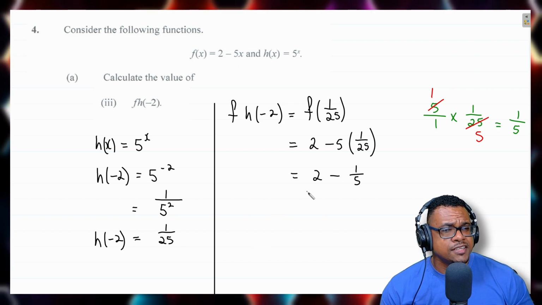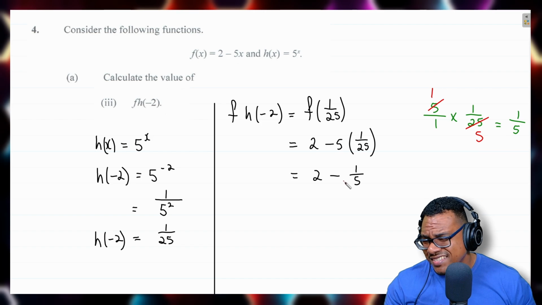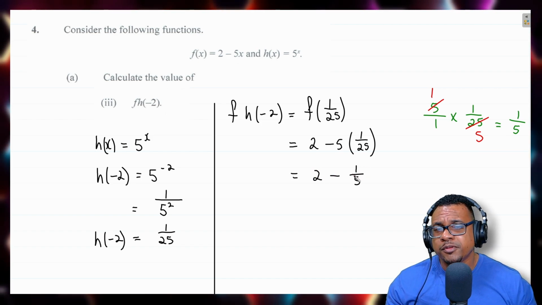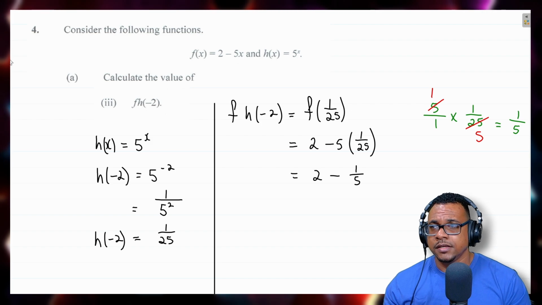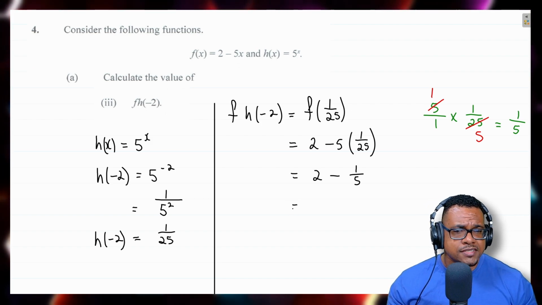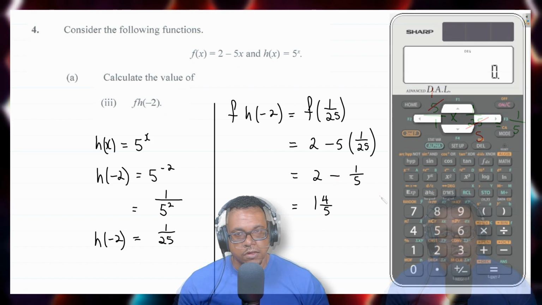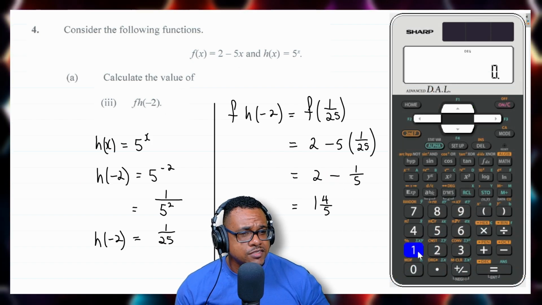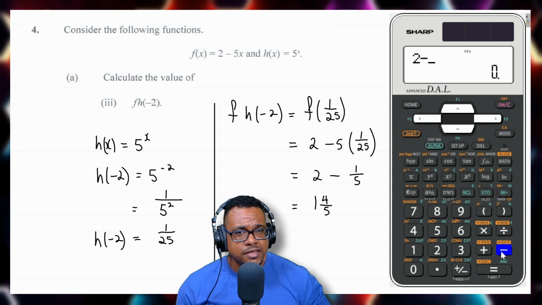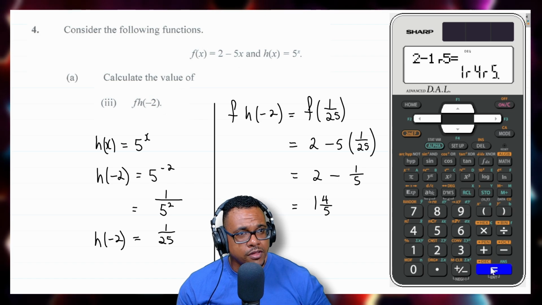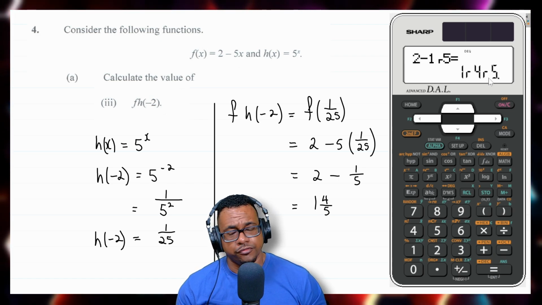Now you can go to the calculator and use the fraction button to work this out, but this is simple. 2 take away 1/5, you're going to remain with 1 and 4/5. So I'm just going to put the answer as 1 and 4/5. But I'll go on the calculator and show you. What I'll type into the calculator is 2 take away, I'll press the fraction button, so that'll be 1 over 5, press equal, and you see you get 1 and 4/5.